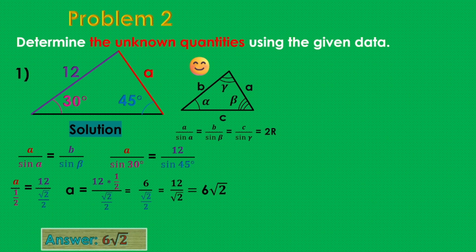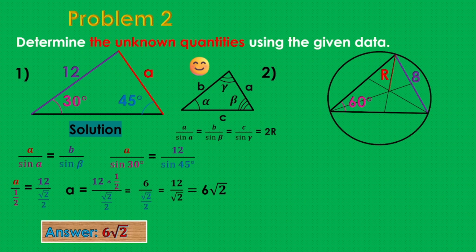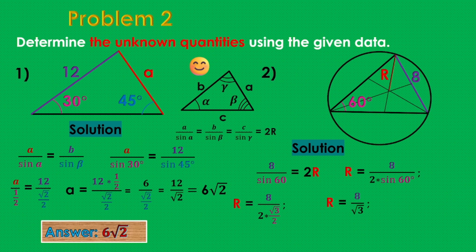This is our answer. Let's consider another problem on the law of sines, but here we are asked to find the radius of the circumscribed circle around a triangle. First, let's write down this proportion. 8 divided by sine of 60 degrees equals 2r. From here, we need to find r. So r equals 8 divided by 2 times sine of 60 degrees. Sine of 60 degrees equals square root of 3 over 2. After substitution, we have that r equals 8 divided by square root of 3.